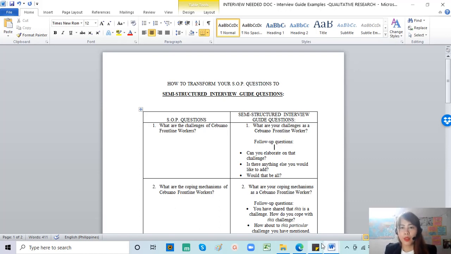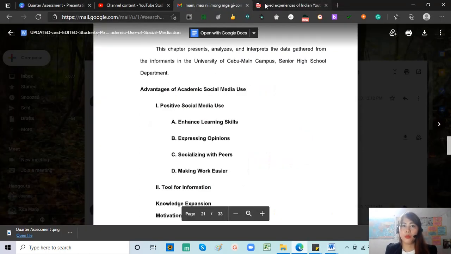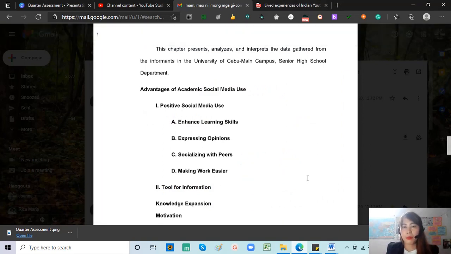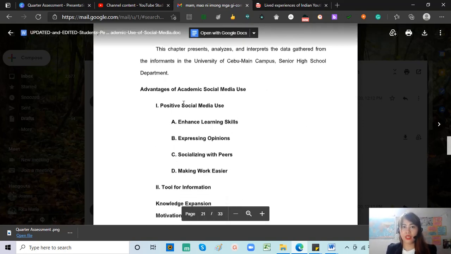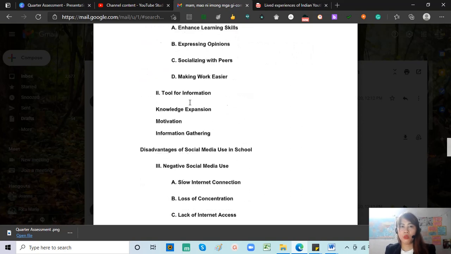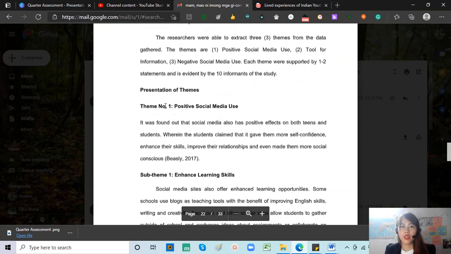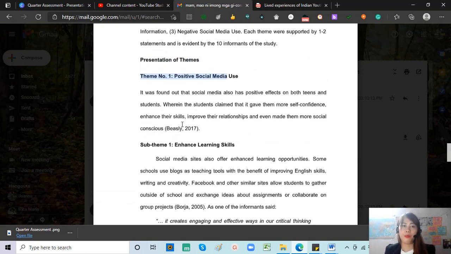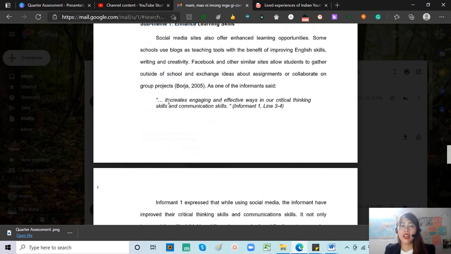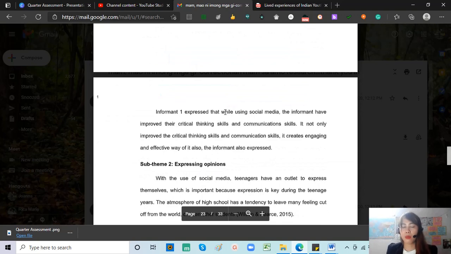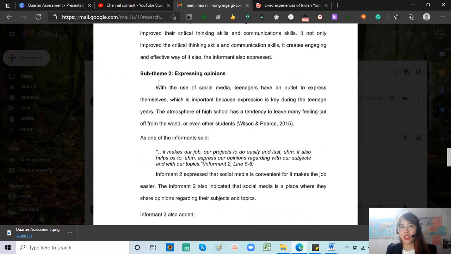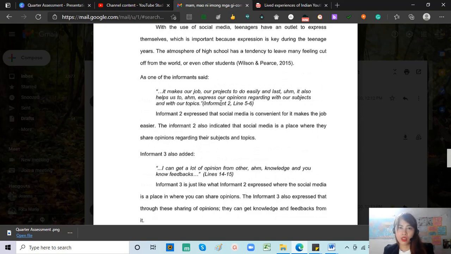Okay. Now, to have a clearer picture, once the interview is done, you present the data. The presentation would look like this: the themes we got, advantages and disadvantages. Presentation of themes: theme number 1, sub-theme number 1, and then this is the line from the actual interview that you put in the presentation. Of course, this is how you interpret the data, since it comes from your respondents, from their answers. Then sub-theme number 2.